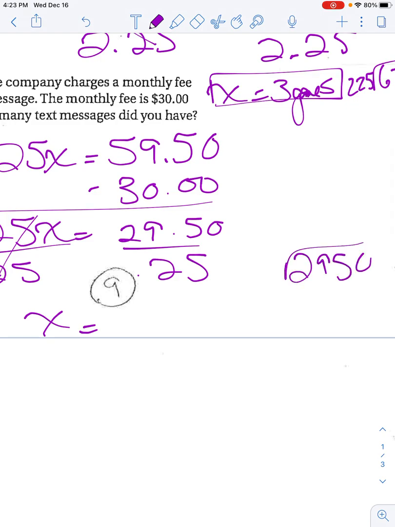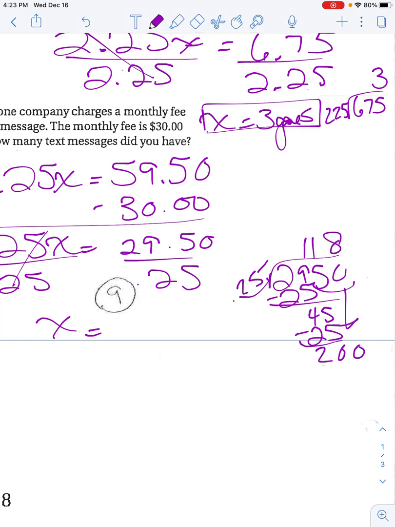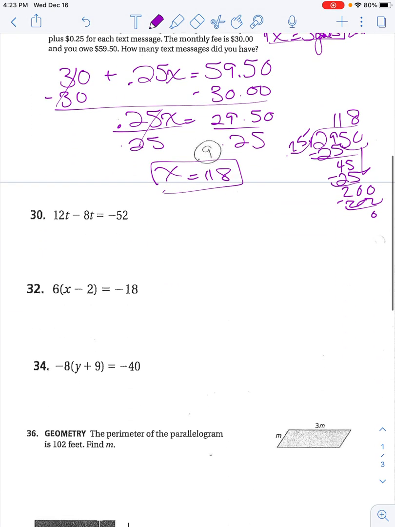Again, remember, you can't have a decimal on the outside, so we're going to move it twice, so it's 2,950 divided by 25. 118 text messages. Okay. All right. Then we got the word problems done.